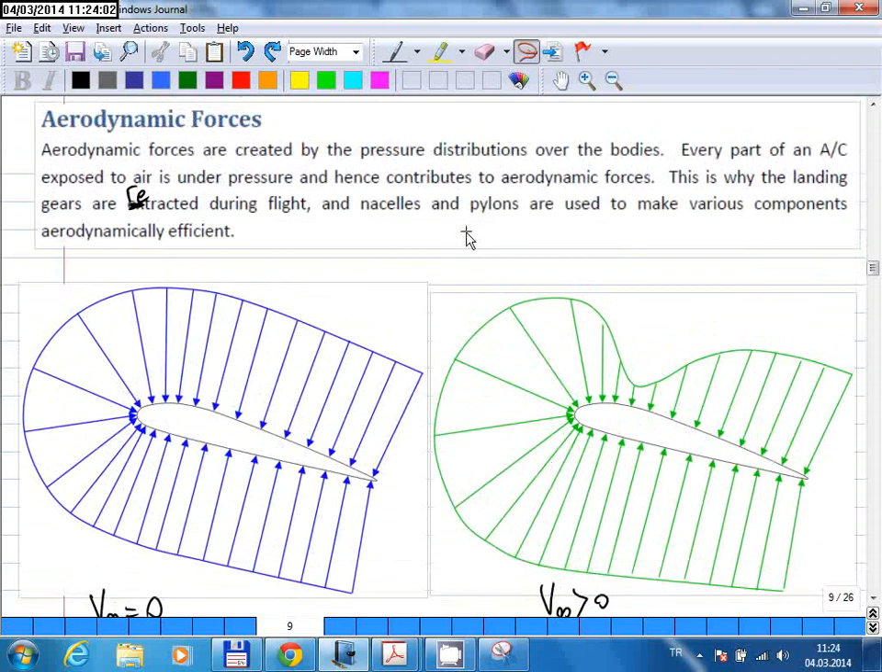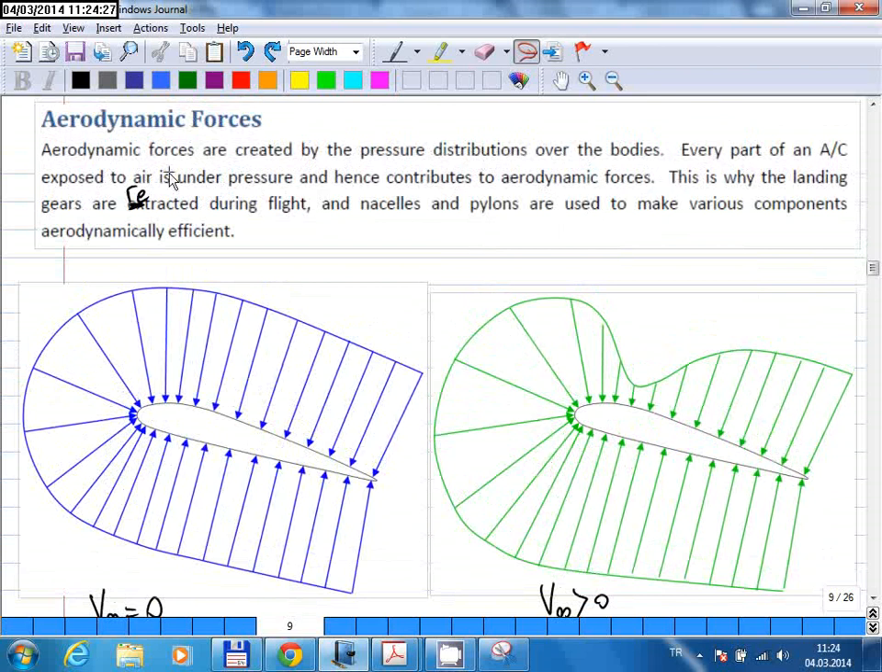Okay, so let's start with aerodynamic forces. Aerodynamic forces are created by the pressure distributions over the bodies. Every part of an aircraft exposed to air is under pressure and hence contributes to aerodynamic forces. But as I said, we will be ignoring the forces on other parts and we will look at the force on the wings only. But in reality, obviously, the other parts contribute to forces as well.